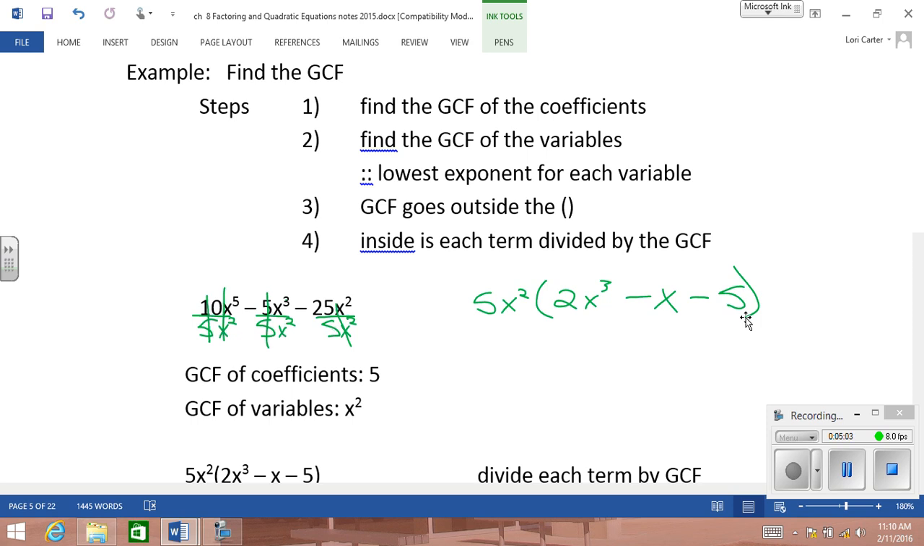Why is it 5x squared? How do you figure that out? Because I had 5 x's here, 3 here, and 2 here. What's the most I can take out of every single one of them? Yeah, because there's 5 here, there's 3 here, and there's 2 here. See how they all have 2 of them? Since they all have 2, I can take 2 of them out.